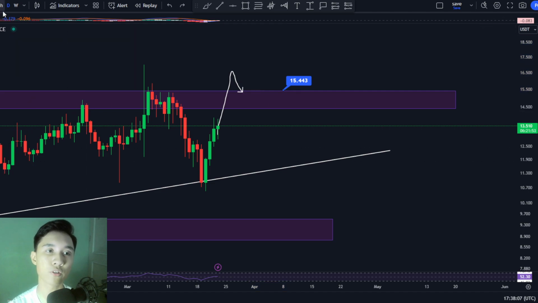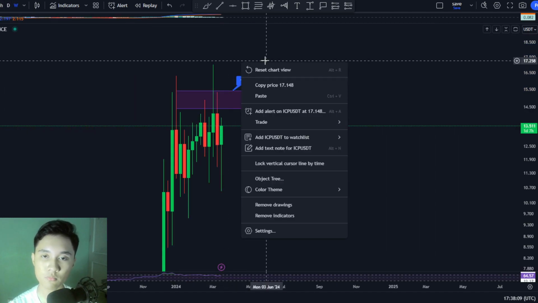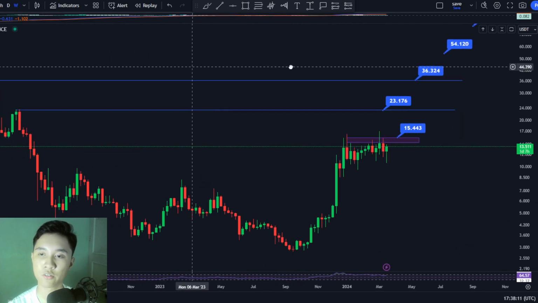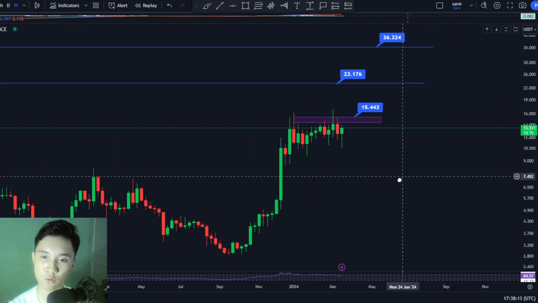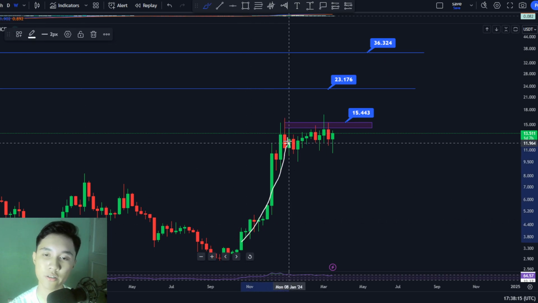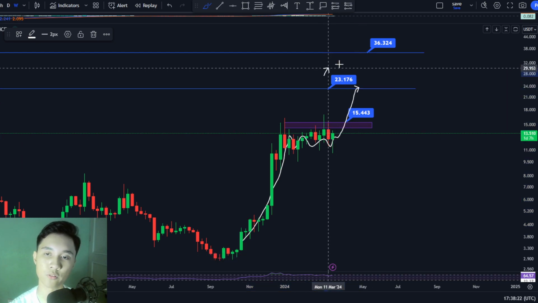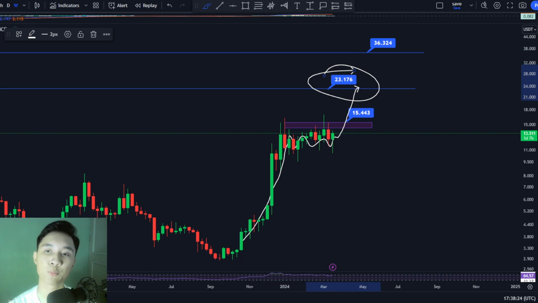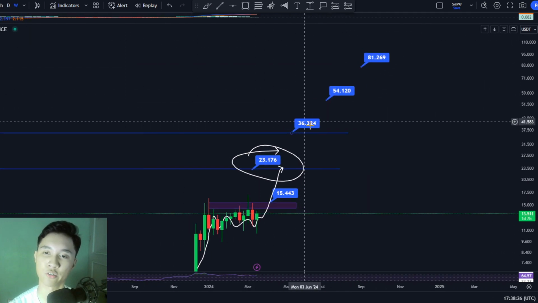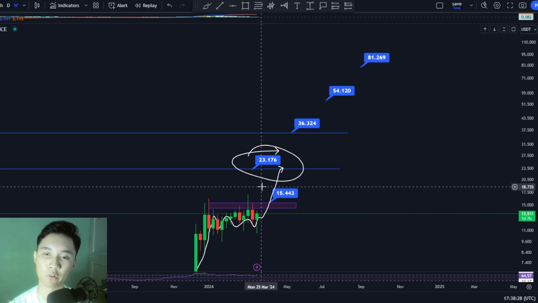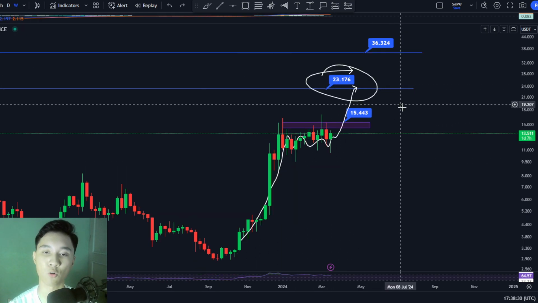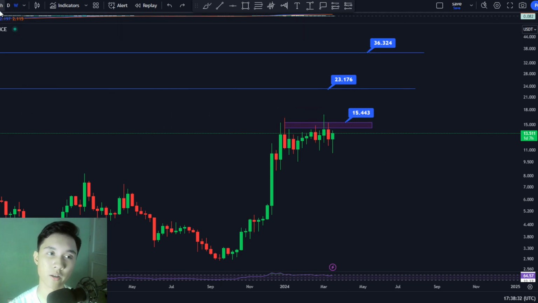But if we move into the weekly time frame, everything still looks bullish. We had this nice pump to the upside in the weekly, then a nice consolidation, and now it looks more reasonable that we'll see a next leg to the upside to $23. If we break above $23, our next target is $36 and so on. These are my respective bull run targets for ICP. Interesting price action, it definitely looks bullish.